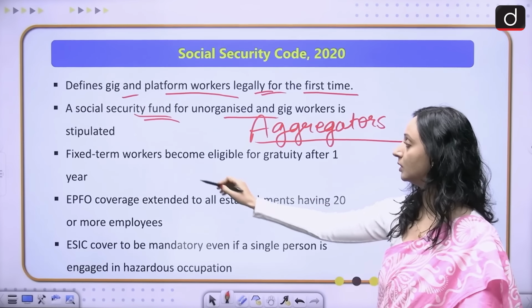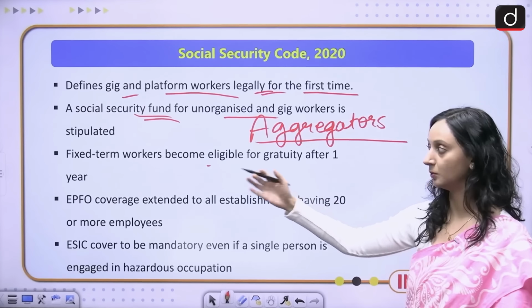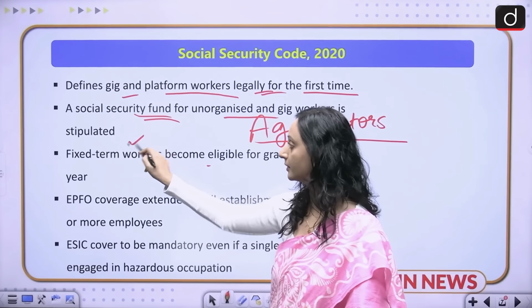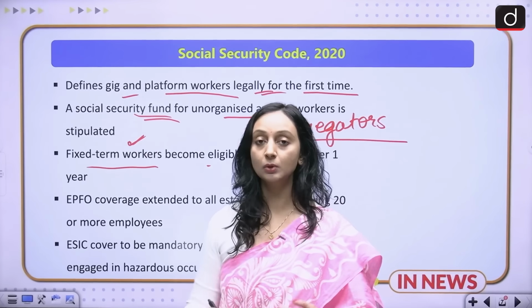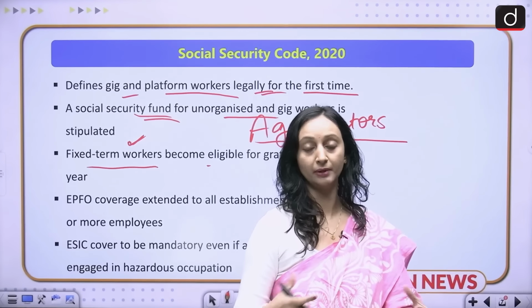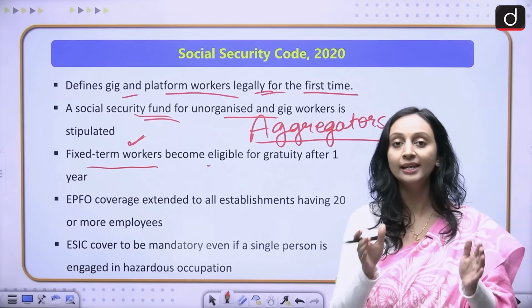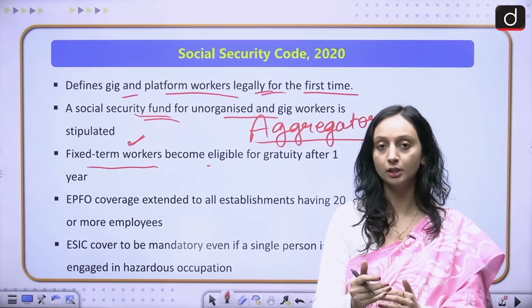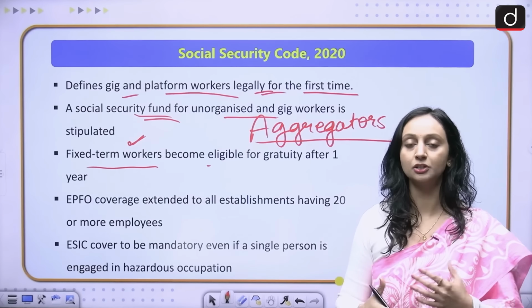Then fixed term workers have become eligible for gratuity after 1 year. First of all, what do you understand by fixed term workers? Fixed term workers are the workers whose term of contract, whose term of employment has been defined. The duration of employment has been defined. It is fixed term. So it's usually a short term employment, mostly seasonal in nature, a 1 year, 2 year, 3 year contract.